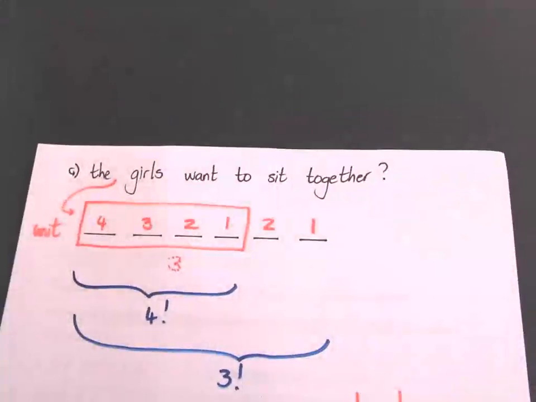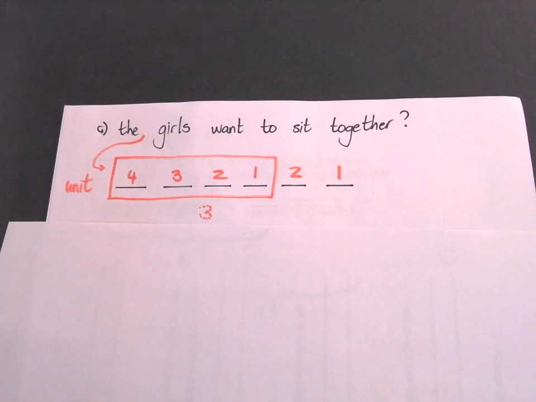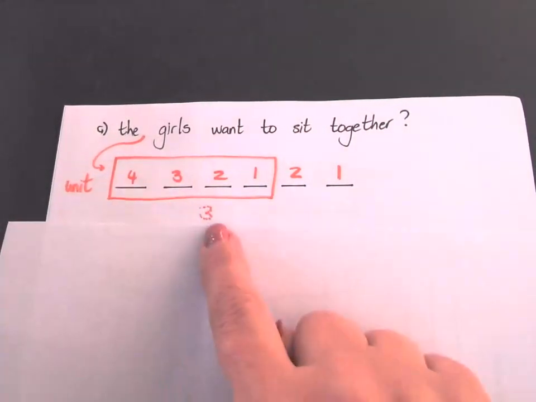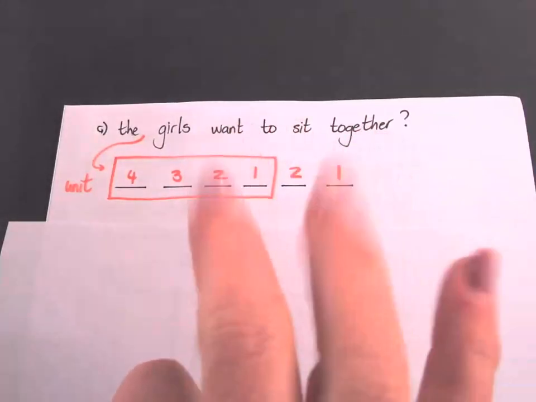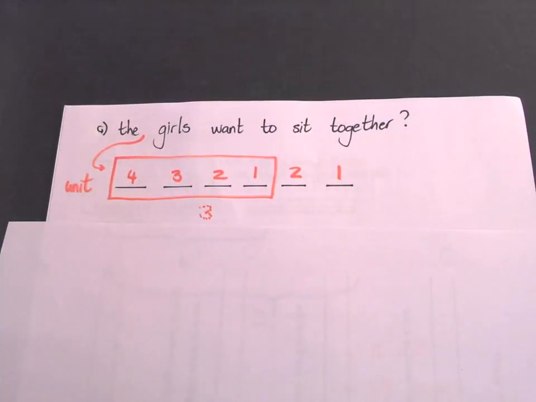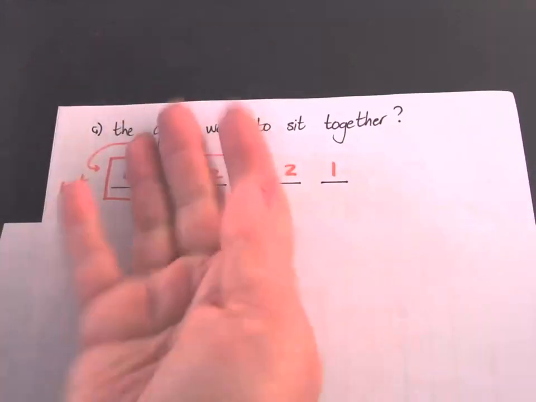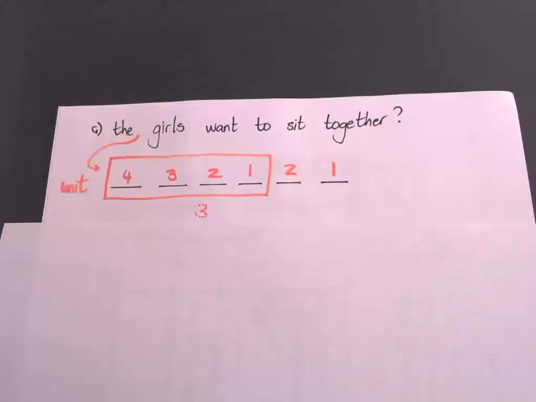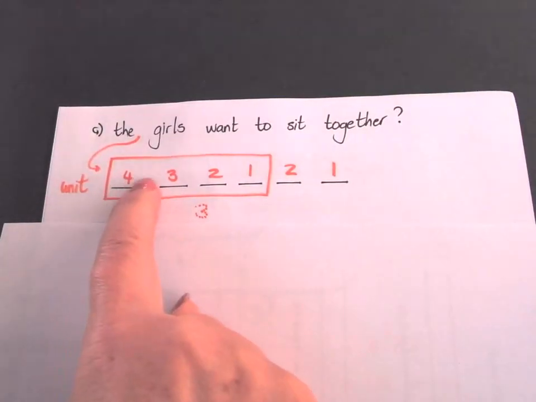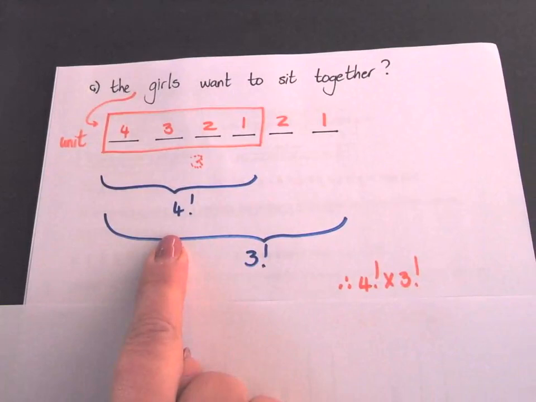Now the girls want to sit together. We have 4 girls. So we treat them as a unit together with the 2 boys. So now we have 3 different ways to change them. But the girls can also be swapped inside their unit. Therefore, for these 4 girls, you have 4 factorial. You can shift them 4 factorial ways as a unit.